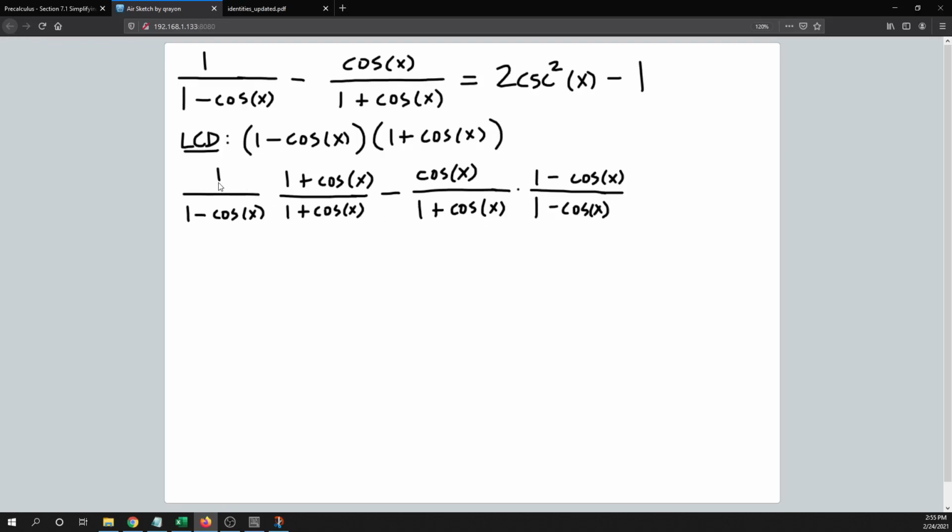And so now what I want to do is actually carry out those multiplications. All right, so over here on the left, I'm going to multiply 1 times 1 plus cosine x. That's going to give me 1 plus cosine x. On the bottom, I have 1 minus cosine x times 1 plus cosine x.